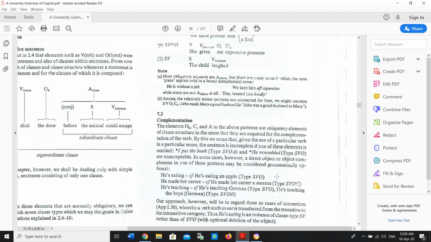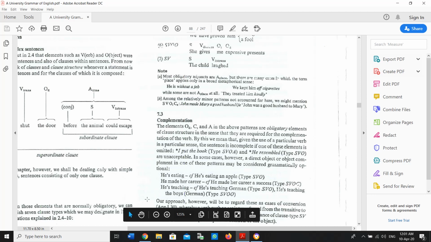But of course, we can change a clause type to another clause type by keeping the original meaning. So if I say he is eating, it is SV. I can change it to SVO by saying he is eating an apple. Both are correct. Or he made her career. He is a reason for finding a career for her. SVO. I can change it to he made her career a success. What is a success? Her career.